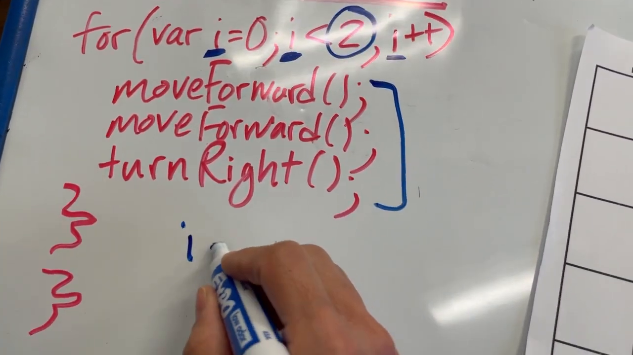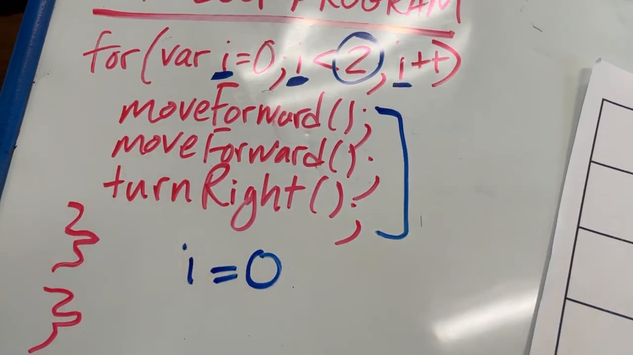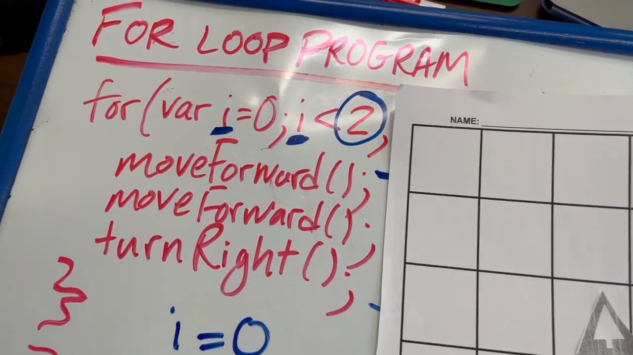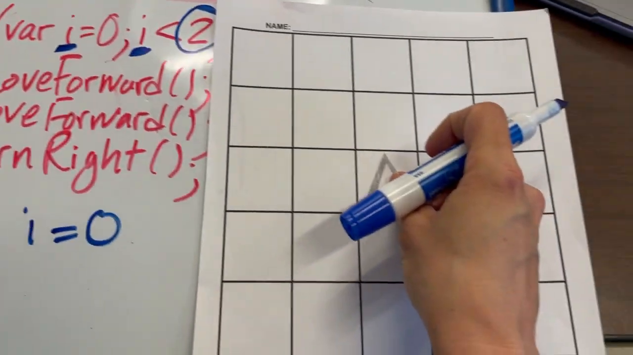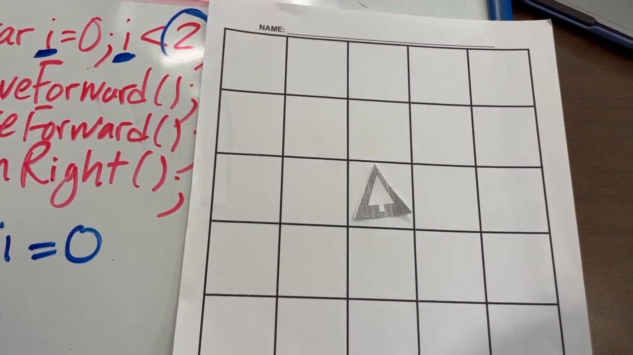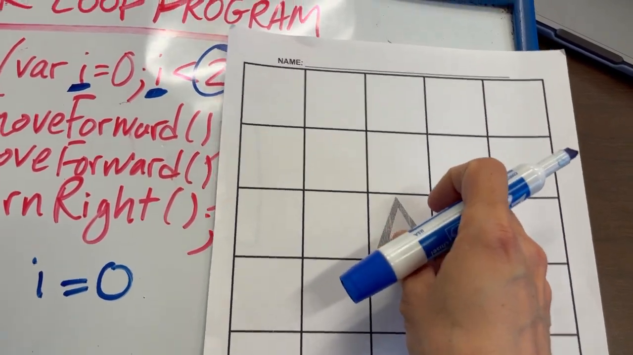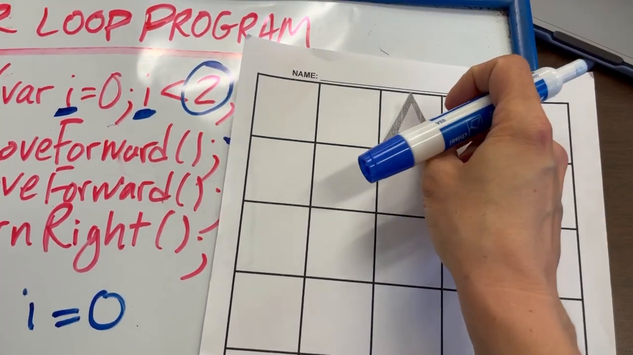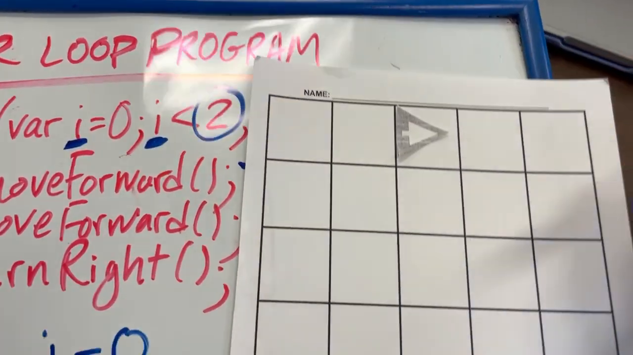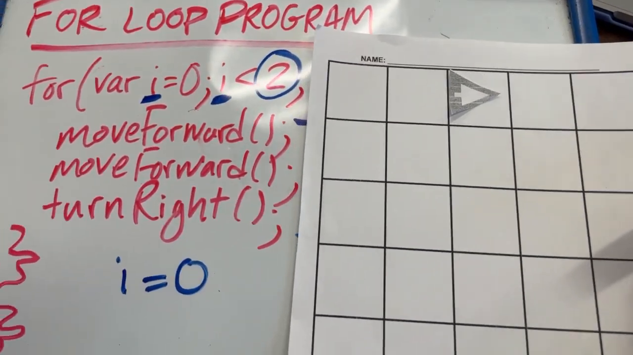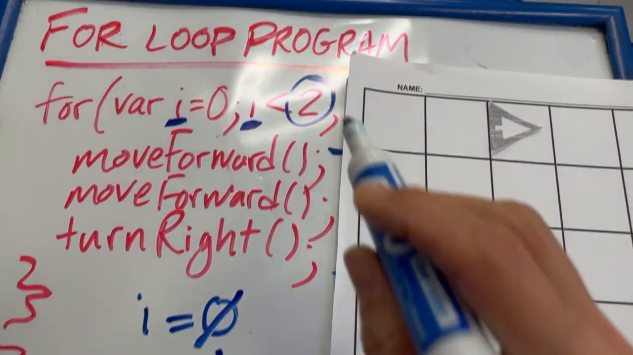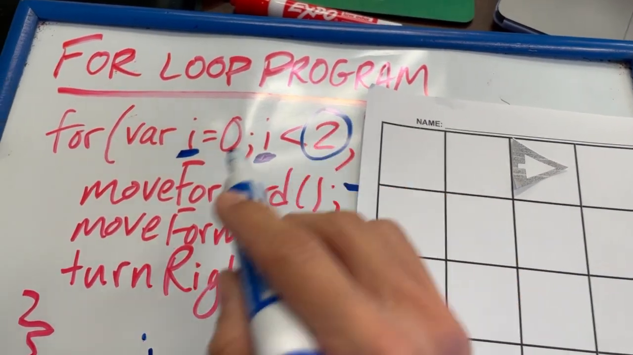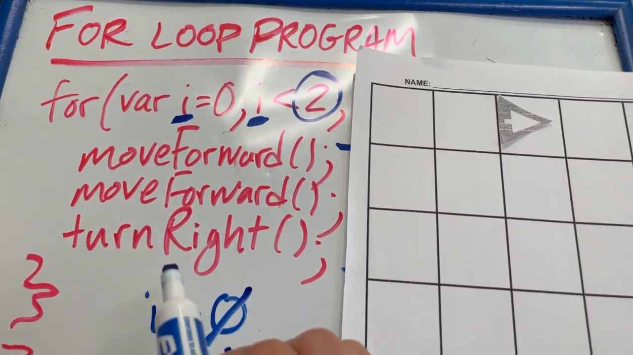We'll keep track of what i equals, so it starts at 0, and we'll pay attention to how that changes each round. So first round, i equals 0. Remember our robot starts in the middle, pointed up. It says forward, forward, and turn right. So our robot is going to end up right there. That is 1 round. Now i increases by 1, it becomes 1. 1 is still less than 2. So now it says forward, forward, right.